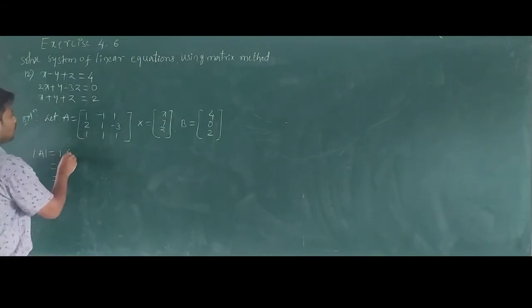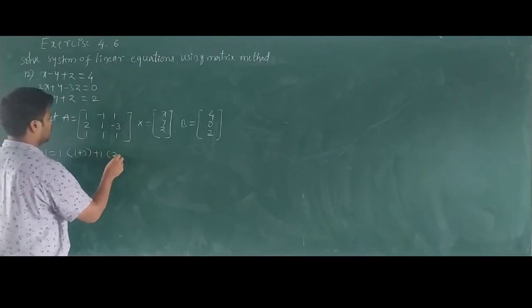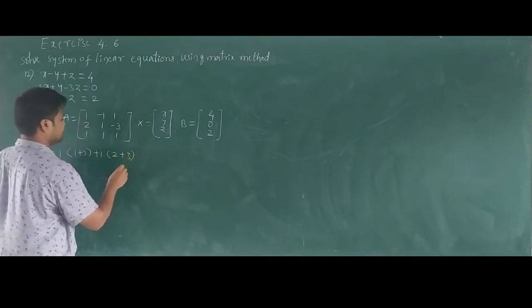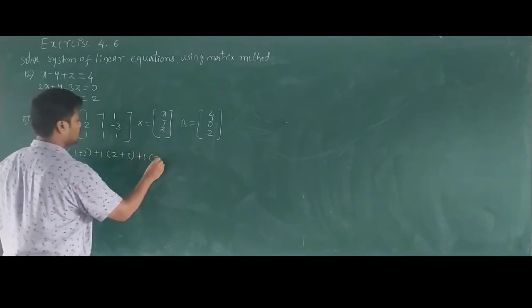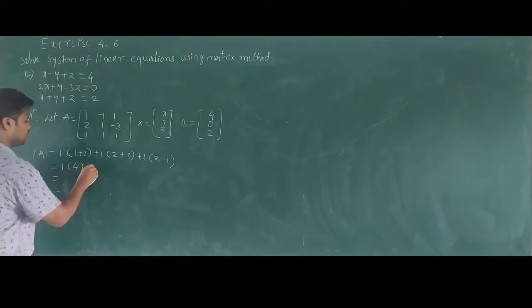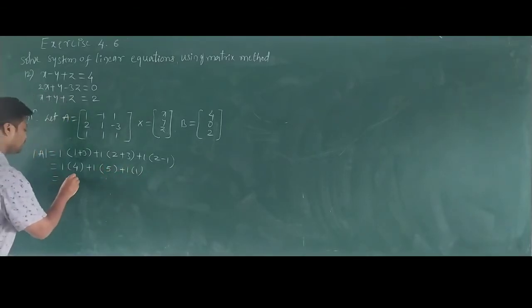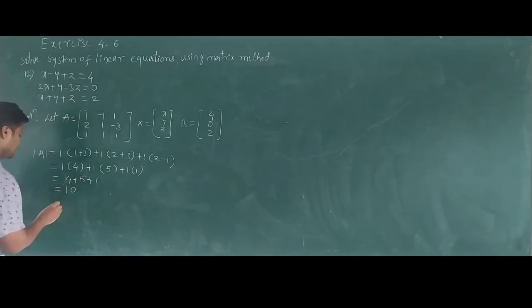Next we have to find the determinant of A. Determinant of A is: 1 into 1 plus 3, so it's minus 2, minus, plus again, 1 into 2 plus 3, plus 1 into 2 minus 1. Okay, 1 into 4 plus 1 into 5 plus 1 into 1, so this is 4 plus 5 plus 1, this is 10, which is not equal to 0. So A is non-singular.